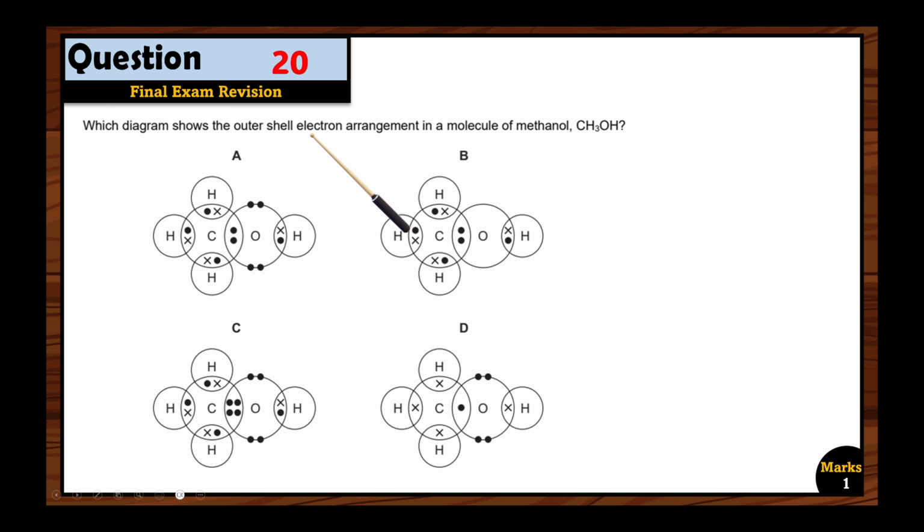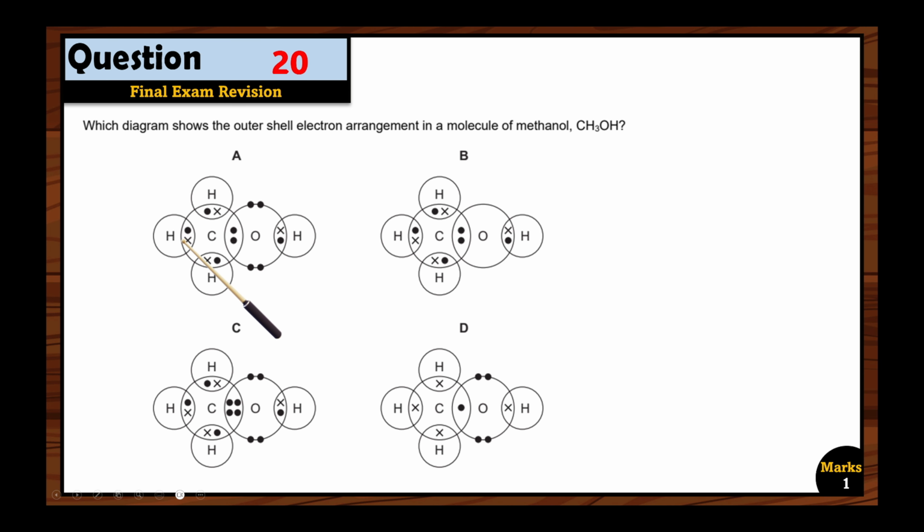Which diagram shows the outer shell electron arrangement in the molecule of methanol? Now let's see the structure of methanol. C will make 3 bonds with hydrogen. C is making 3 bonds with the hydrogens, all these three, all is fine. So up to CH3, we are all clear. But over here, C is sharing the electrons, but can you see the electron for hydrogen here? No. No hydrogen electron is here. So D option has been rejected already. Now let's reject this one. We are left with A, B, and C.